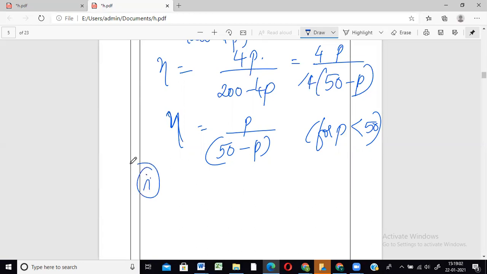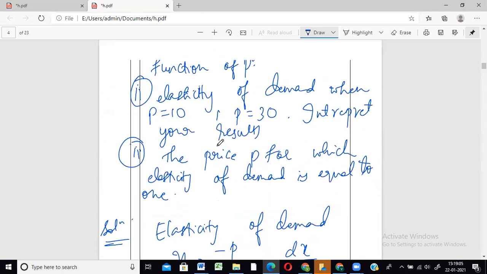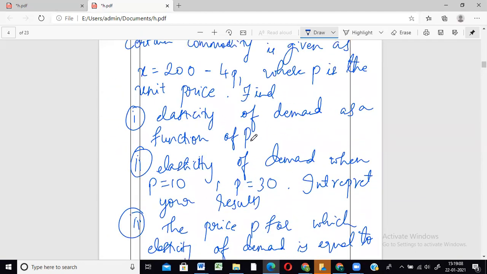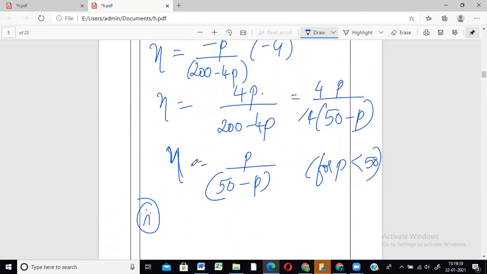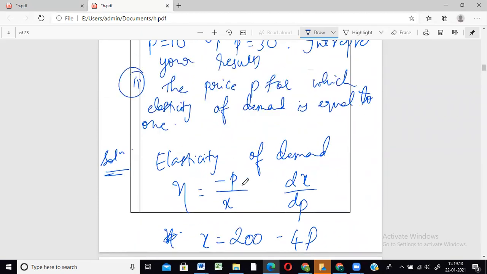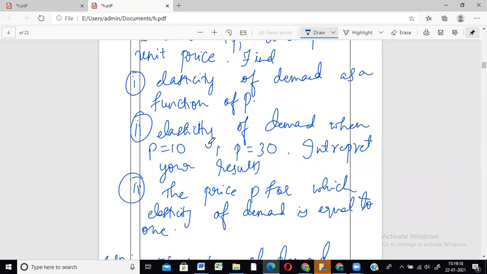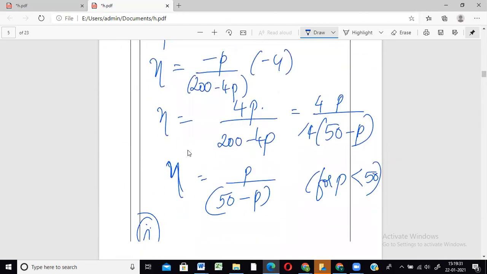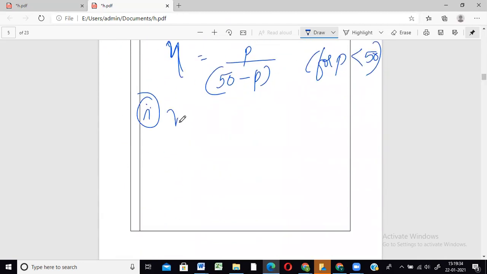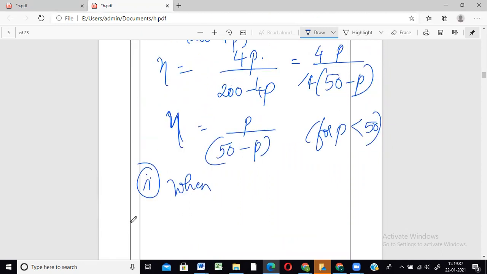Now coming to the next. What did they tell us in the first question? They just told us to write elasticity of demand as a function of p, correct? We have written that already. Now the next question they're telling us to do is find the elasticity of demand at particular points, when price is equal to 10 and when price is equal to 30, and then interpret the results on that basis. So the above equation, the main equation that we have, we're just going to substitute the values of p as given.